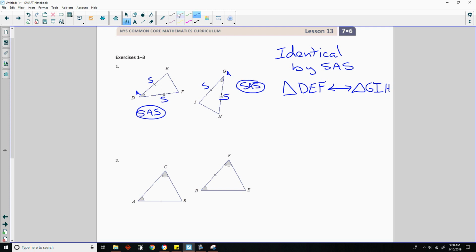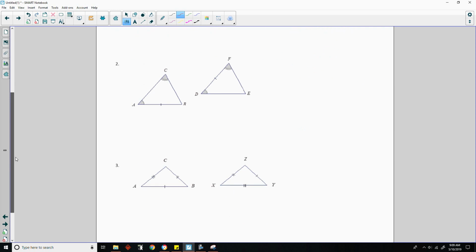So how do you know that? Well, then I look at the side DE. DE goes from the angle we mark congruent down the side with 1 mark. GI is going this way from the angle we knew down the side that we know is congruent to DE. So that is the correspondence. Okay, number 2.